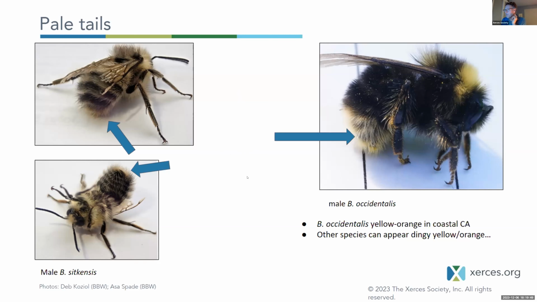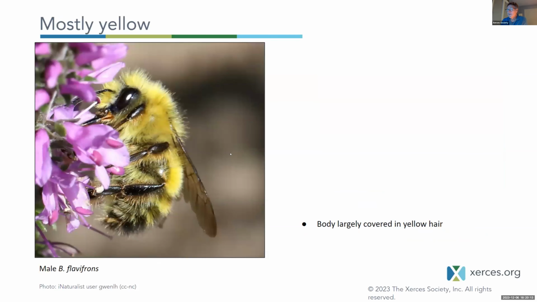Unfortunately, in coastal California, this western bumblebee, the white hairs can appear instead to be kind of yellow-orange, which makes it hard to call them pale. And some of these other species can rarely have a little bit darker hair. So the red tails and the pale tails, personally, I find them pretty easy to distinguish, but that's with experience. So you're going to have a little humility while distinguishing those two groups until you get good at it.